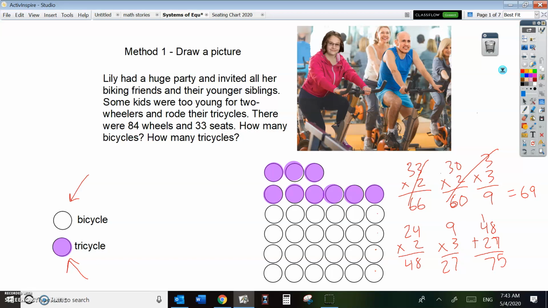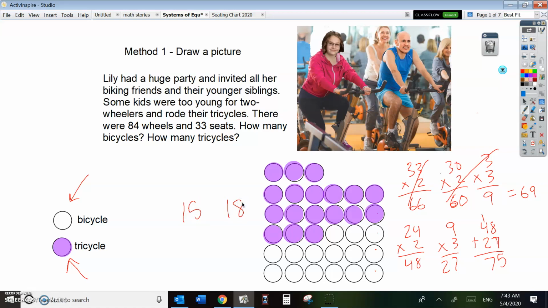So every time we add a tricycle, we add a wheel. So we need to add 9 more. Let's try adding 9 more tricycles. 1, 2, 3, 4, 5, 6, 7, 8, 9. Okay. So that leaves 15 bicycles and 18 tricycles.